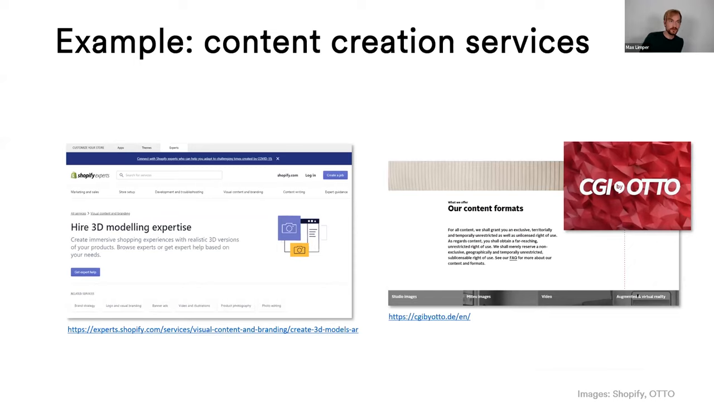And then there are services, like we talked about CG Trader already, and others like Shopify, for example, are starting to launch very specific services as well. This is a kind of meta service, if you will, where they basically refer you to a 3D company that helps you to get assets done for your online shop, and then they can inject them into their Shopify shop. And CGI by Otto is another example where Otto has basically started to offer the CGI processes that they developed in-house also to other companies that are, let's say, modeling furniture for use in their own catalogs.